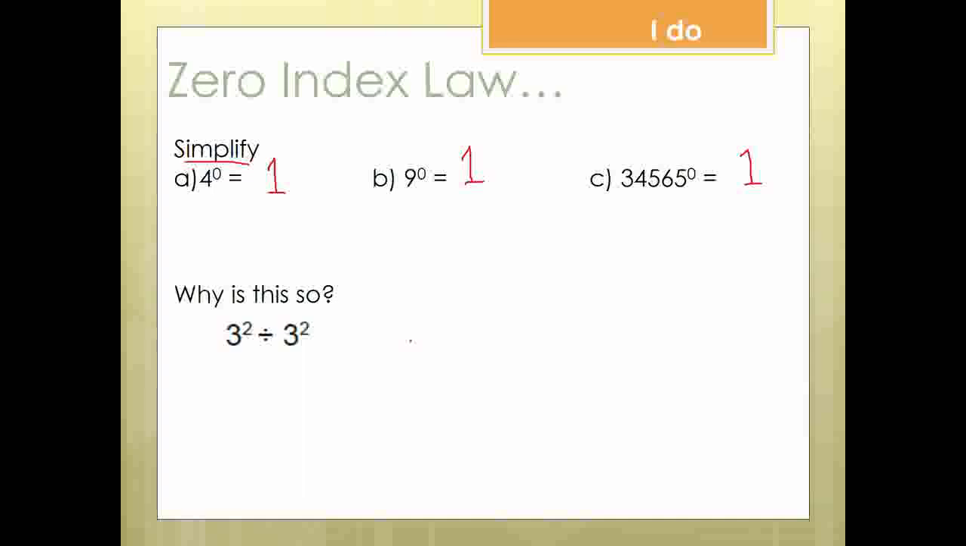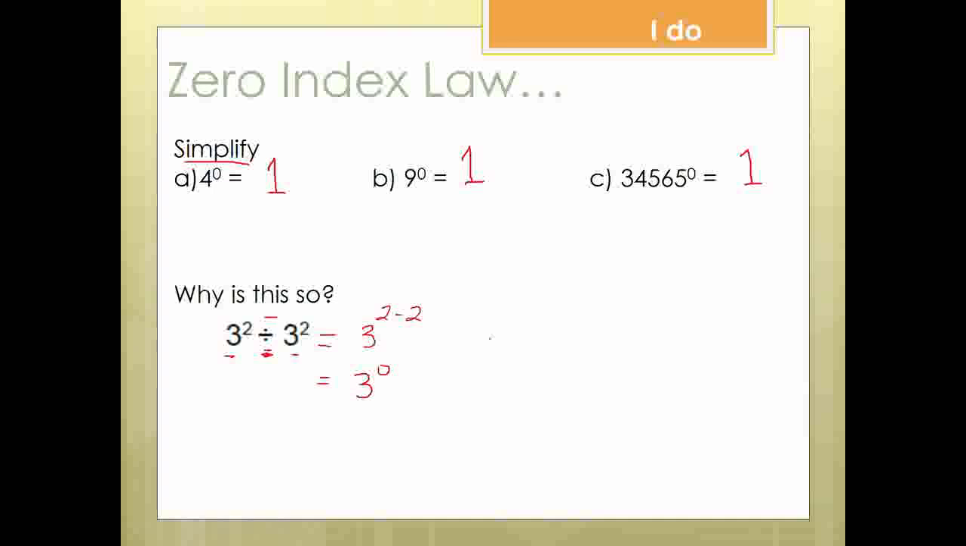Well, let's take a look at this little sum down the bottom here. I've got 3 to the power of 2 divided by 3 to the power of 2. Now, if I use the index laws that we've just looked at, the bases are the same, 3 and 3, and I'm dividing. And so you should be able to tell me that I'm going to subtract the powers. So I've got 3 to the power of 2 minus 2, and 2 minus 2 equals 0.